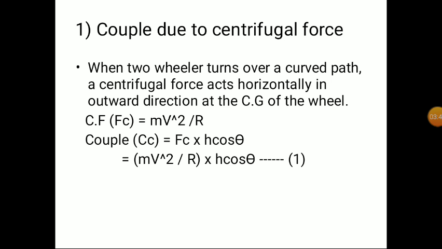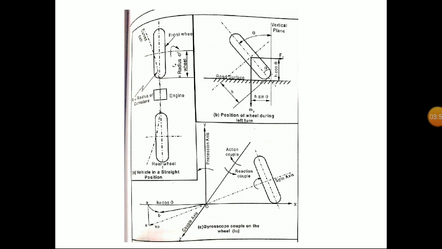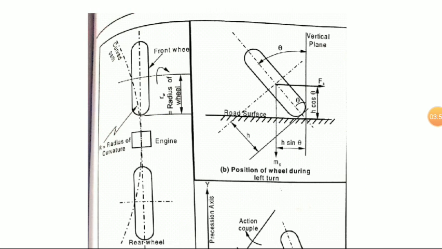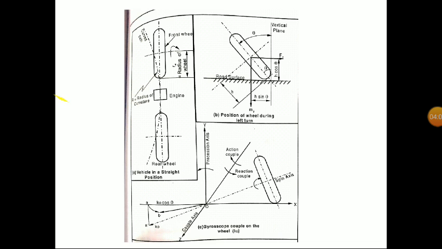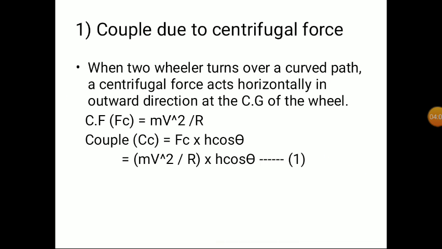Fc means centrifugal force. Why h cos theta? You can see here that Fc acts in the rightward direction, and couple means force into perpendicular distance, that is Fc into the perpendicular distance h cos theta. So we get Fc into h cos theta, finally mv square by r into h cos theta.